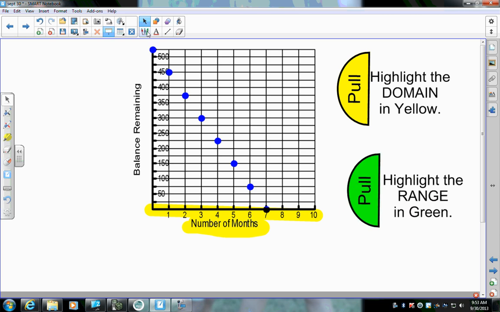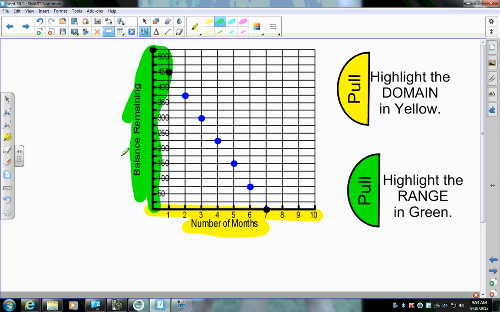And it wants me to highlight my range in the green. My range is what? Whoa, nice. I'm doing this with my right hand. I'm left-handed. There we go. All right. Range is what's going on up and down. Now, in this, is my data discrete or continuous?